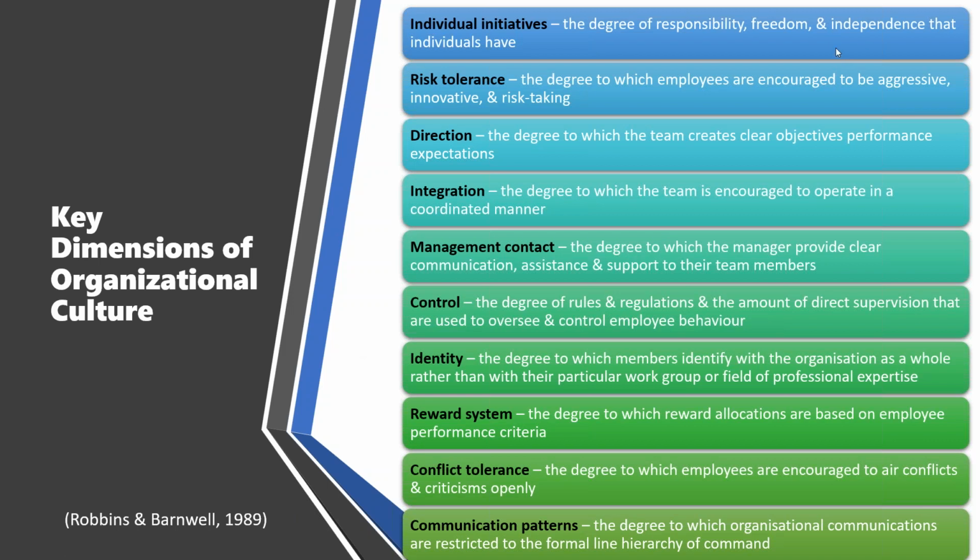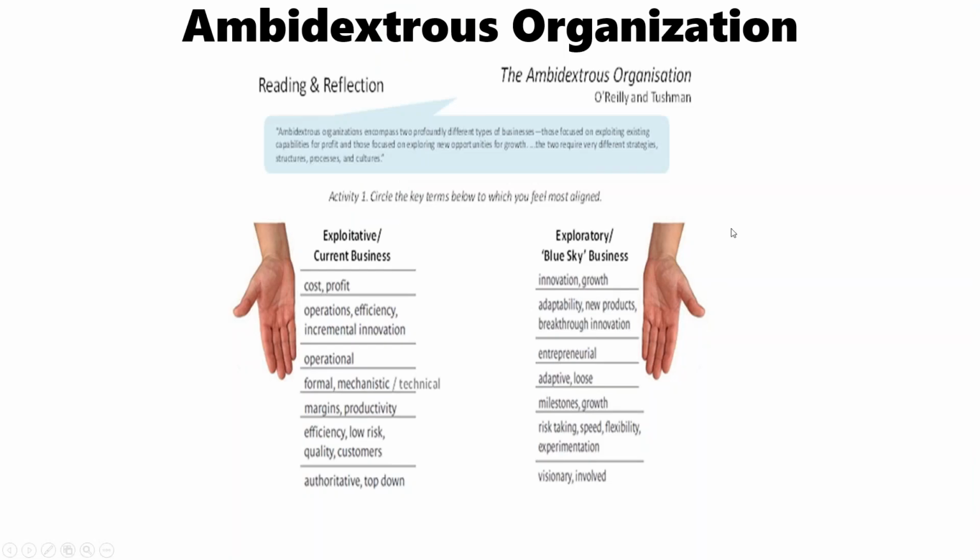All right, so let's have a look at the next concept. Now, O'Reilly and Tushman wrote a very famous article in the Harvard Business Review some years ago, and I think what was famous about it is the concept that they called an ambidextrous organisation or an ambidextrous team.